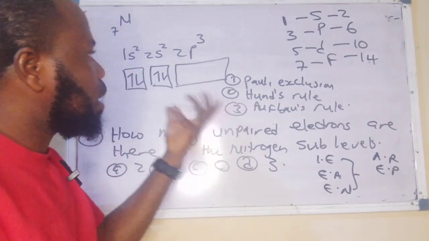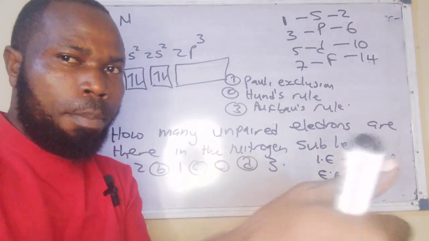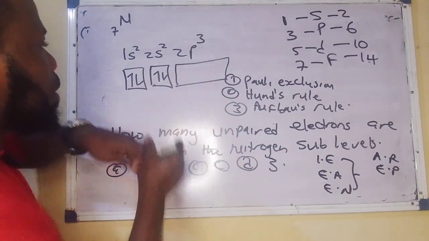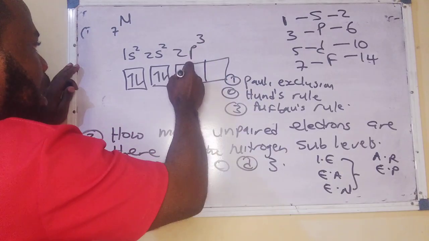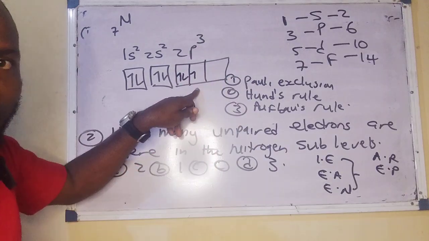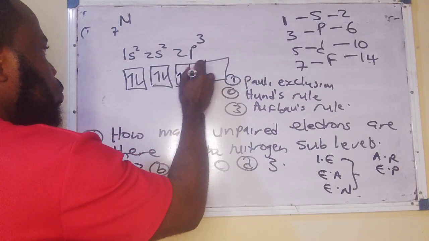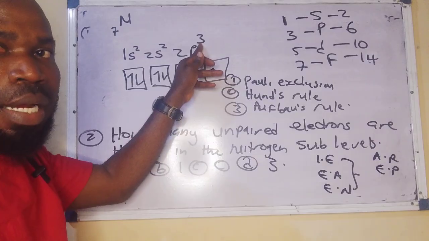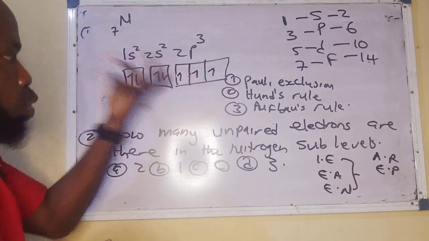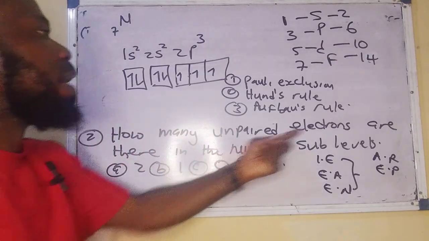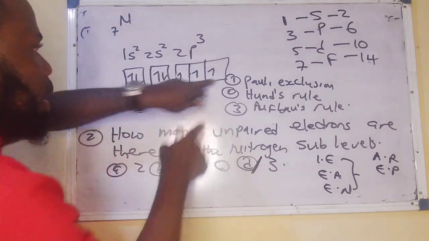And what's the rule? It says that in filling a degenerate orbital, the orbitals should be partially filled before complete filling. So as P has 3 orbitals, if I want to arrange these 3 electrons, I can't arrange them like this, I'll be wrong. What I will do is first partially fill it: 1, 2, 3. Now there's no other electron left. If there were another electron, I would then pair. So from what we have done thus far, you can answer the question: how many unpaired electrons are there in the nitrogen sublevels? Of course, there are 3 unpaired electrons.